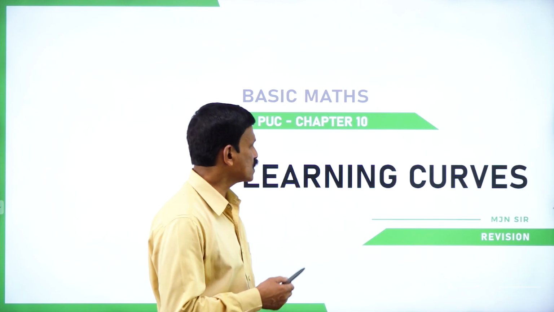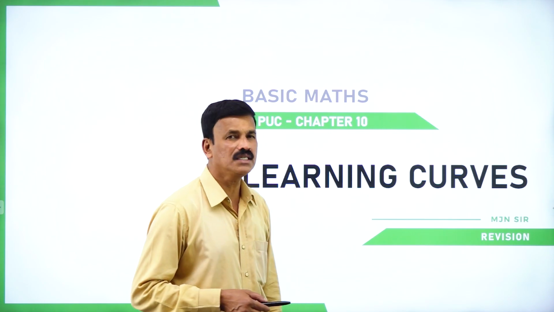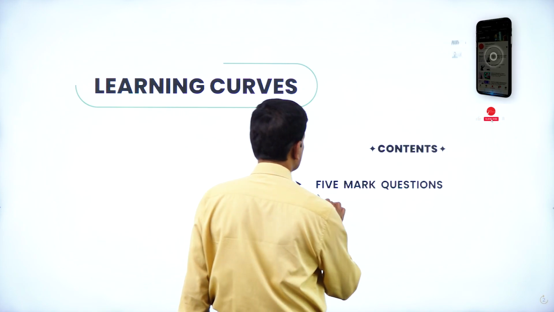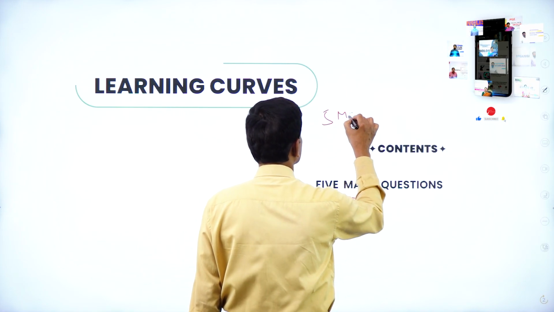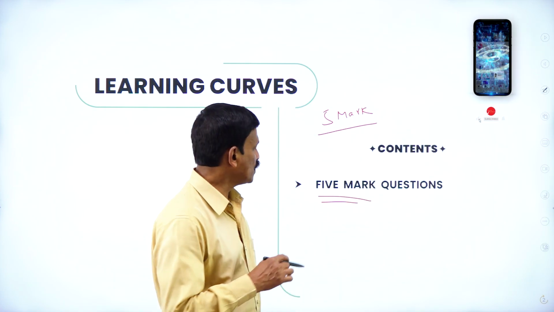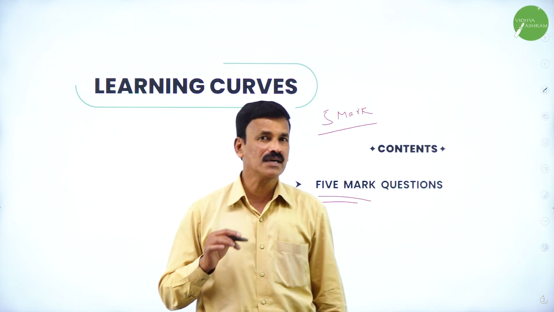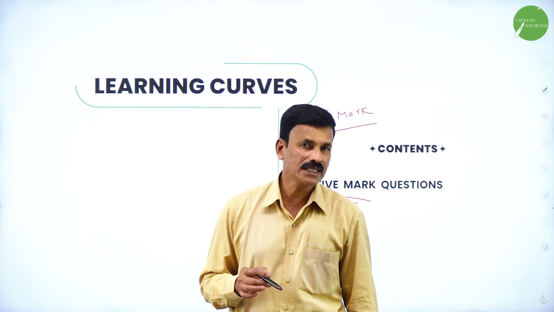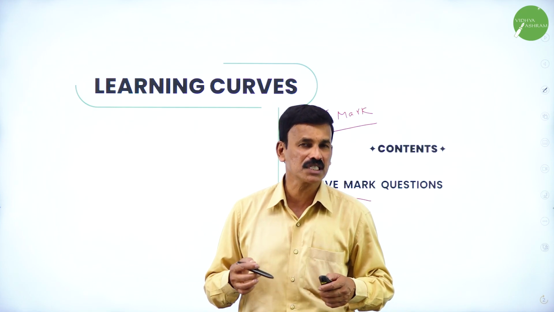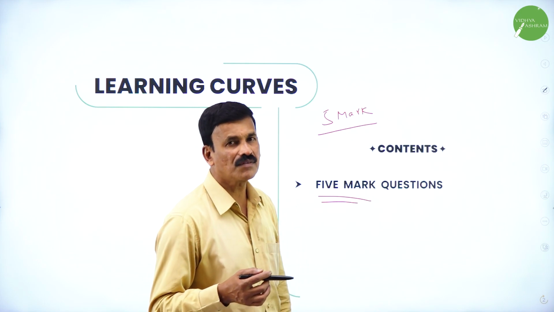Today in this session I am going to discuss a very simple, easy and important chapter, that is learning curves. In this chapter we are going to get one 5 marks question, an essay type problem. Usually we are going to find the learning effect for a given problem. It may be 50%, 60%, 70%, 80% or 90% learning effect. Usually we expect a question on 80% or 90% learning effect.